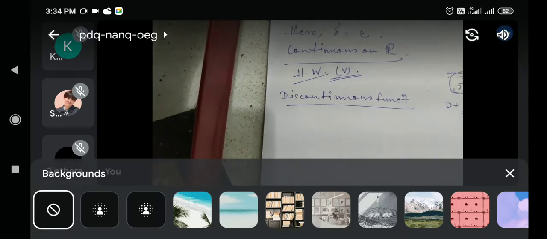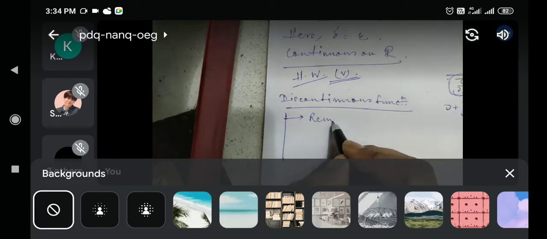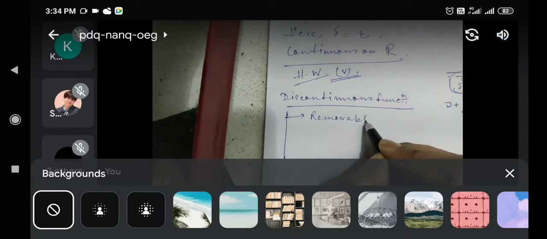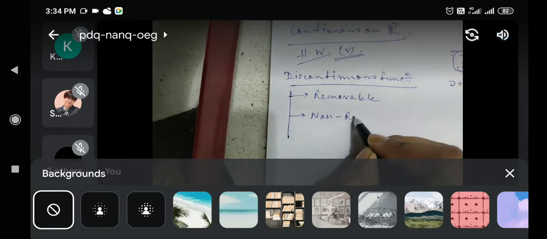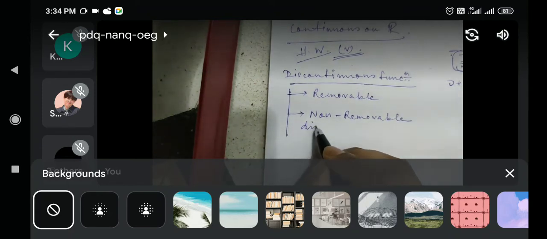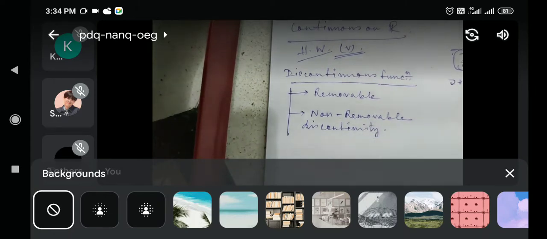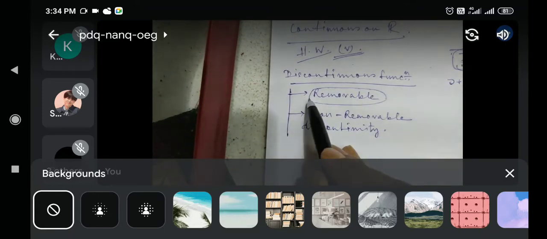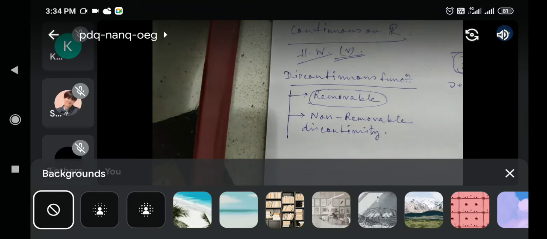Now there are two types of discontinuity. Number one is called removable discontinuity and number 2 is called non-removable discontinuity. It is quite clear from the name that for removable discontinuity, it isn't a serious thing, right? We can easily remove it.